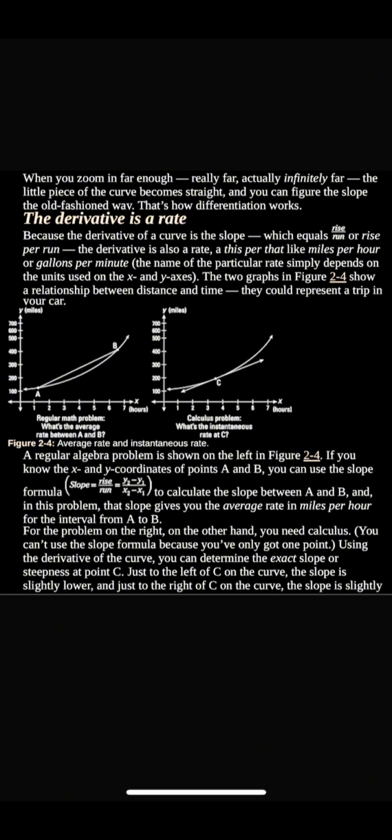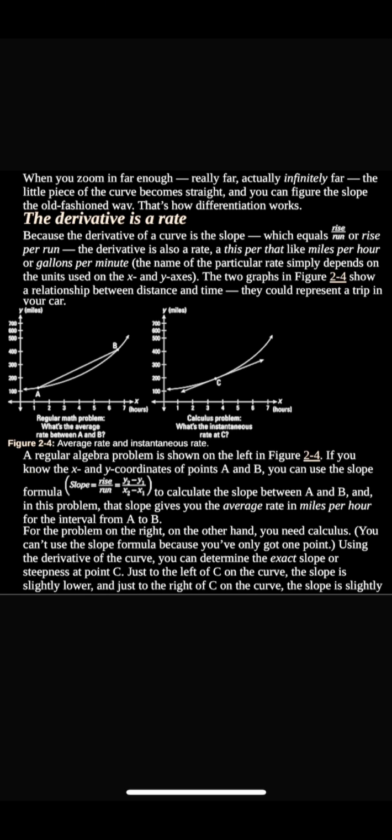A regular algebra problem is shown on the left in Figure 2.4. If you know the x and y coordinates of points A and B, you can use the slope formula to calculate the slope between A and B. In this problem, that slope gives you the average rate in miles per hour for the interval from A to B. For the problem on the right, you need calculus. You can't use the slope formula because you've only got one point. Using the derivative of the curve, you can determine the exact slope or steepness at point C.